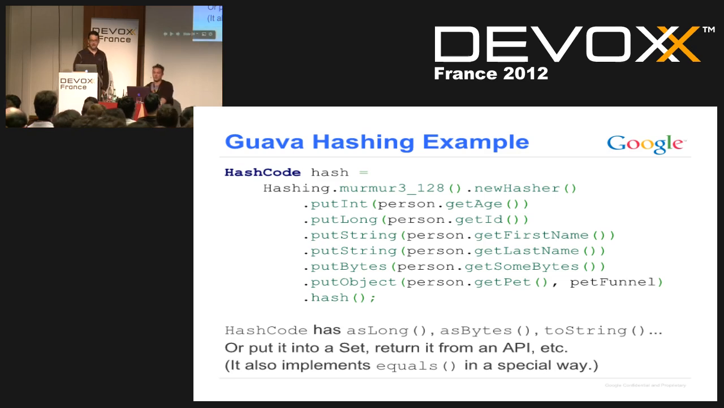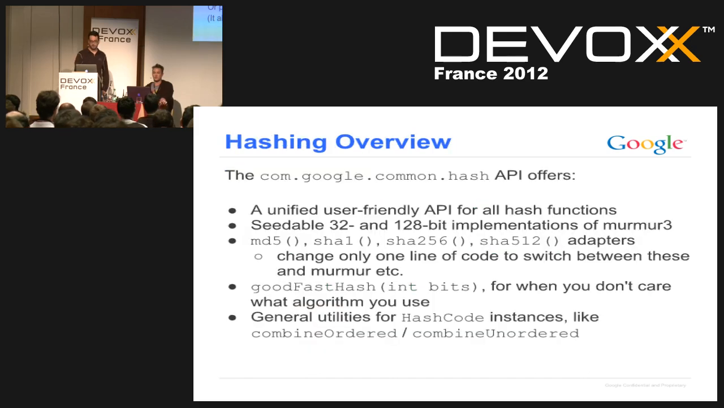And at the end, you just call hash. And now you have a HashCode instance that you can do anything you want with. You can return it from an API, use it as a key in a map, or you can get a long or an int, or you can get it as a byte array, etc. And it has a nice toString method that just prints it out as a hex number, because that's how we usually tend to view hash codes in console output.